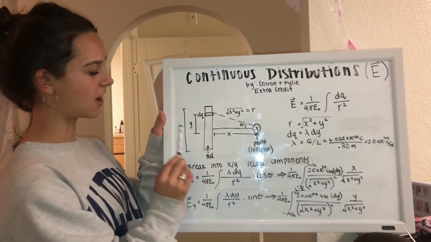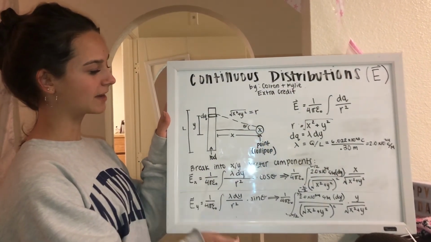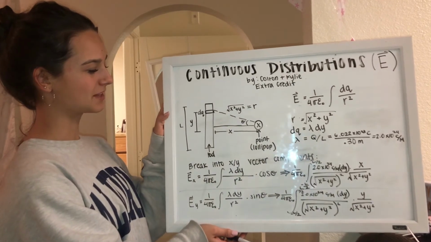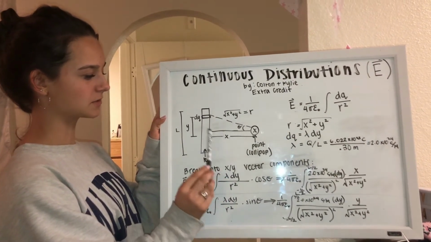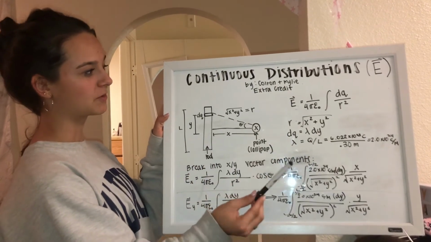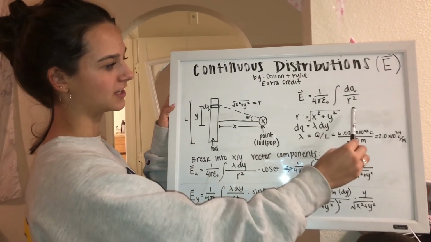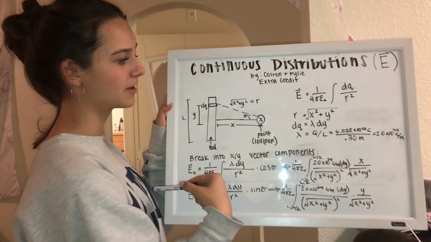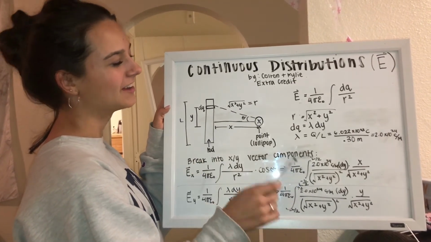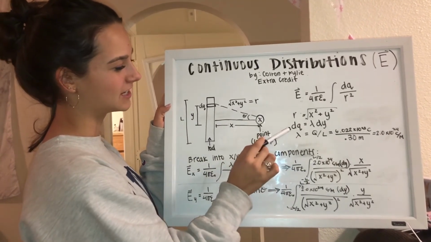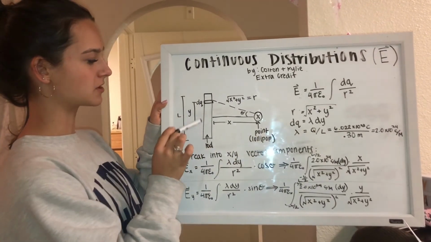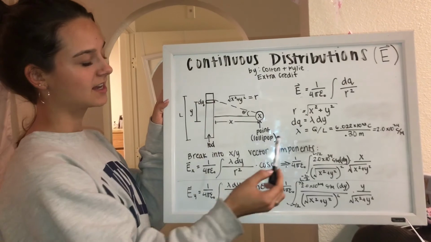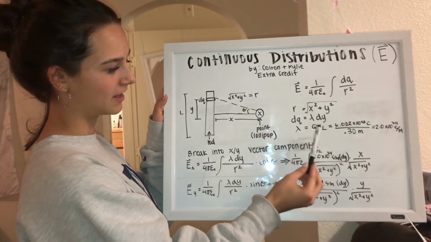L is the length of the rod. y is the y component of the distance between the point and dq, and x is the x component of the distance between the point and dq. Then when we move over here, here's our equation that we talked about from the last time you saw the whiteboard. We plugged in r, and dq is lambda dy, because dq is on the y-axis, and that's it.